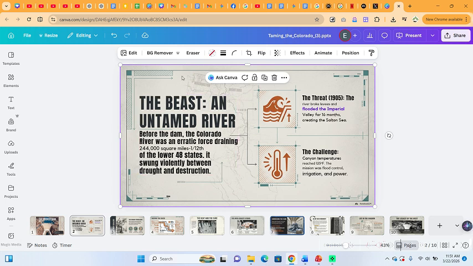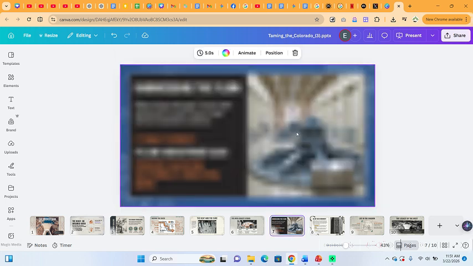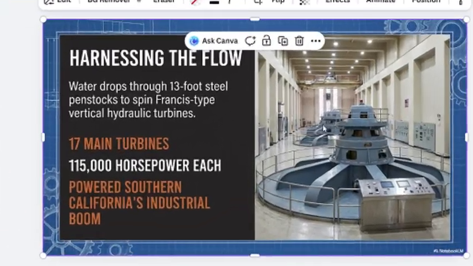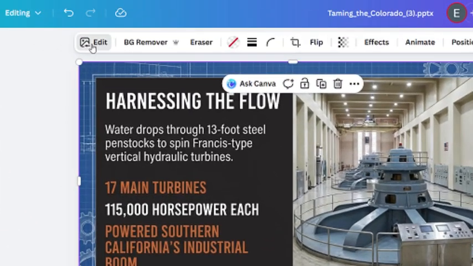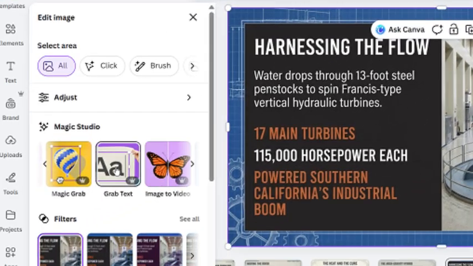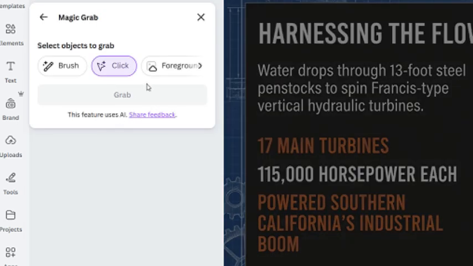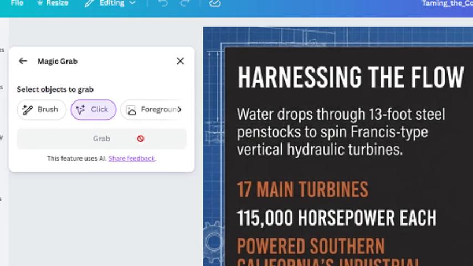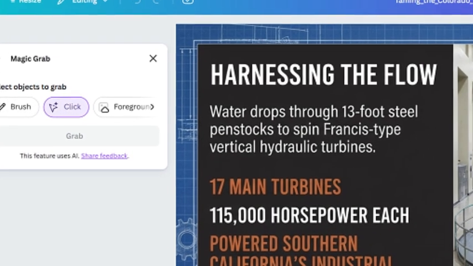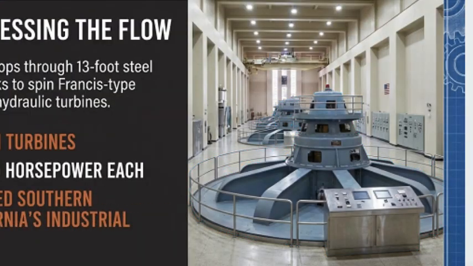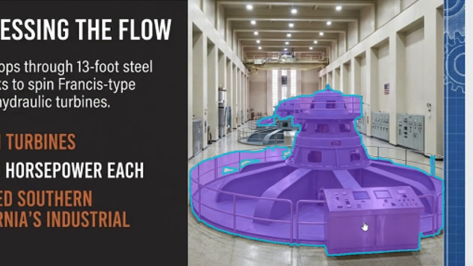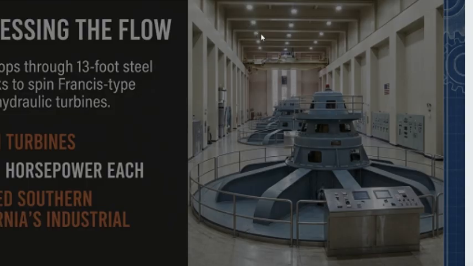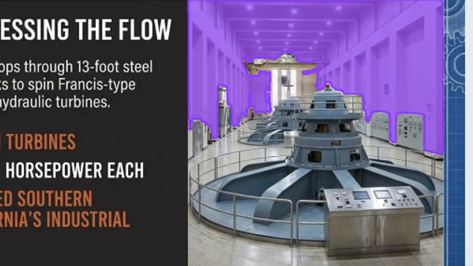So for example, you can use this image, and you may want to grab this image. All you need to do is select the image, go to edit, and come over here and say magic grab. Once you say magic grab, you can use brush, or you can just click to grab a section if you're interested. So let's say we want to grab a particular section. Let's select this. You can see we have just grabbed this section.